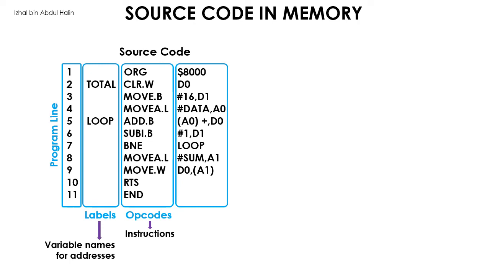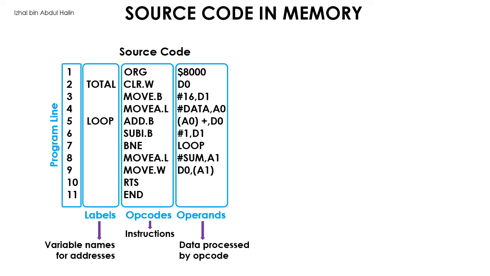Instructions are also known as opcodes. The final column is where the operands or instructions are placed. Operands in assembly is defined as data or locations where data is processed according to a specific instruction. For example, in line 2, the instruction reads CLR.W, while the operand is register D0. This line instructs the 68K microprocessor to clear the contents of the first 16 bits in register D0.